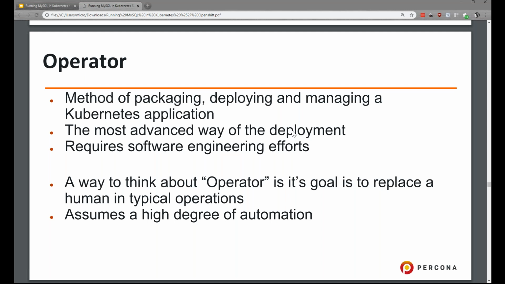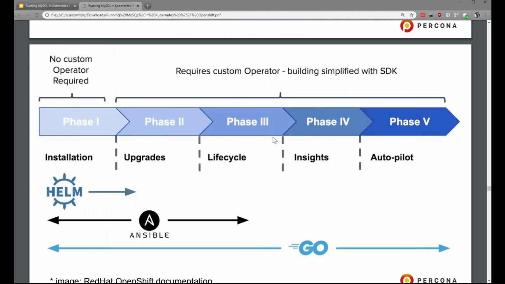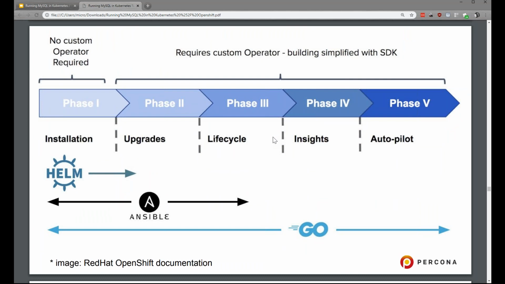And why does it require engineering efforts? The way I think about operator is that the operator's goal is to replace a human in typical operations. So by itself, it assumes some high degree of automation. Whatever operations a human performed in the past, the operator is going to take on itself, and it requires quite a lot of work to make it right and properly.